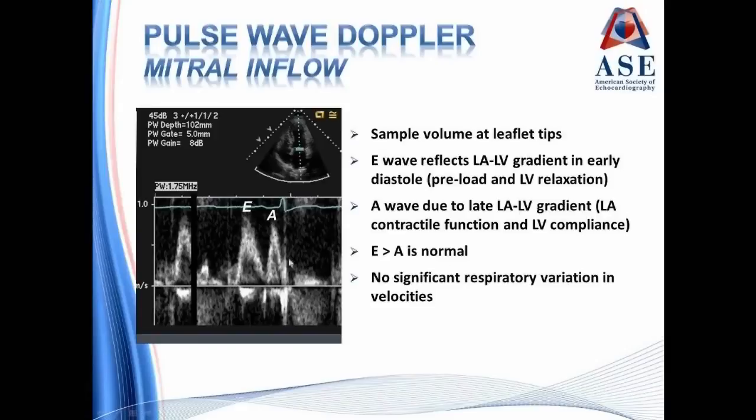Now remember, we saw a similar pattern on the M mode of the mitral valve in the parasternal long axis. And although the timing is the same for the E wave of the Doppler and the E wave of the M mode, and the A wave of the Doppler and the F wave of the M mode, we're again measuring two very different things. Here we're measuring velocity in centimeters per second.